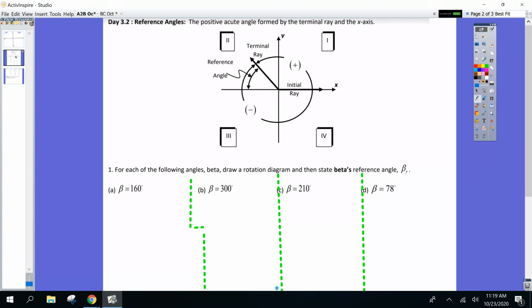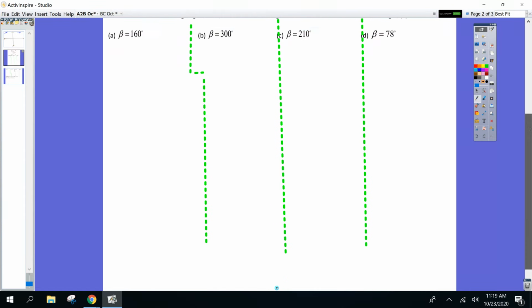Today, I'm going to talk about what's called a reference angle. Reference. I'm not going to read the definition. I'm not going to show you anything on this fancy diagram. I want to get after it right now. So everyone go to question 1A.